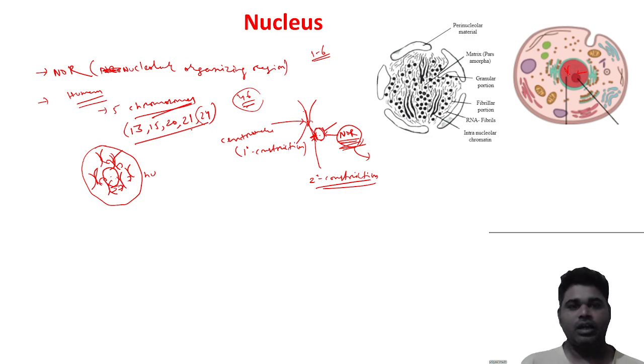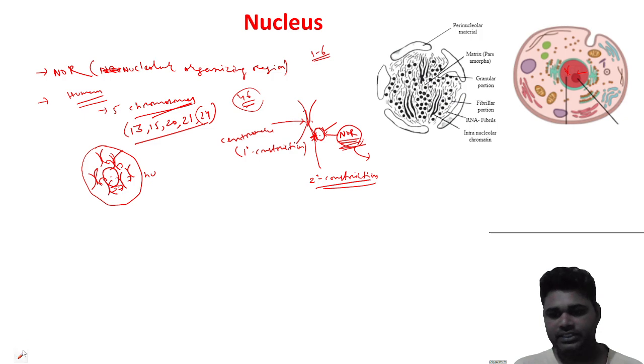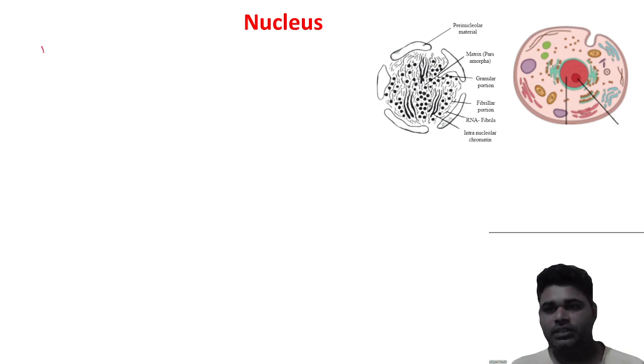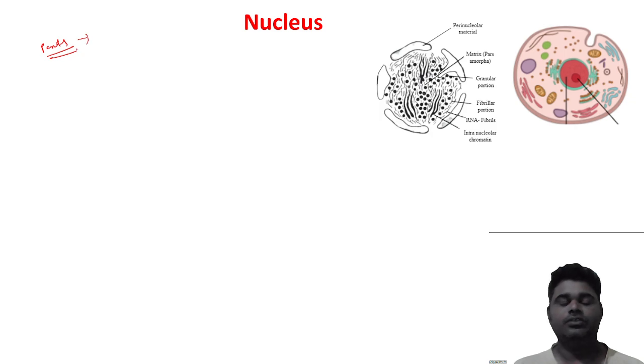Now come to the parts of the nucleolus. Mainly 4 parts are present. One is called the granular zone.